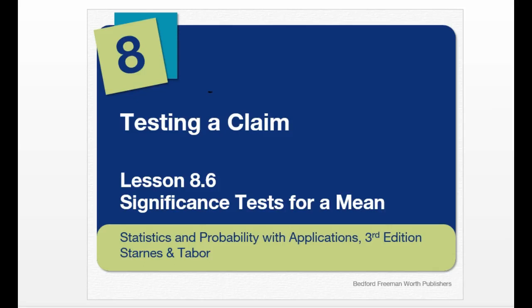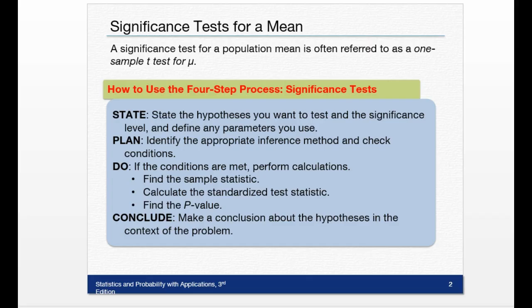All right, in 8.6, we're going to finish talking about significance tests for means. A significance test for a population mean is often referred to as a one-sample t-test for mu, making sure you use the correct symbols. How to use the four-step process. You know this by now.